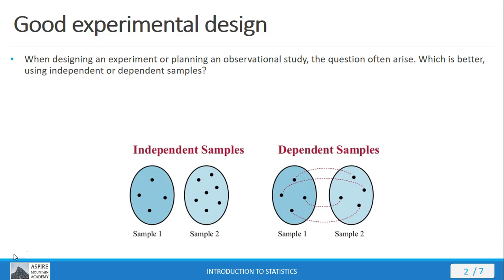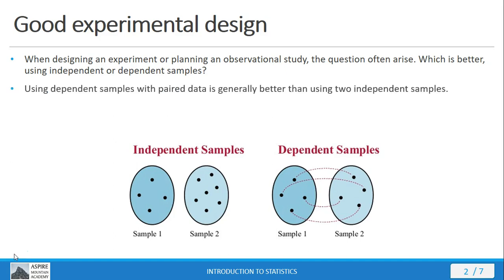Start off with, we need to talk a little bit about good experimental design, because in the previous mini lectures we've been looking at hypothesis testing and confidence intervals for independent samples, and now we want to look at how we do the same thing for dependent samples. When designing an experiment, the question often arises, is it better to use an independent or dependent sample? And the answer is simply, we want to use a dependent sample that has paired data because it's generally better than using two independent samples.